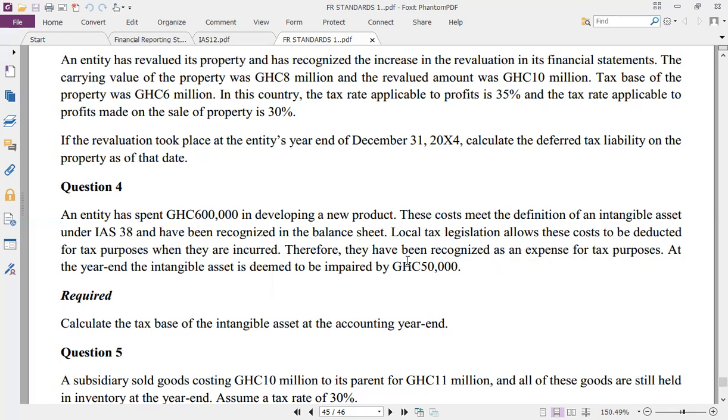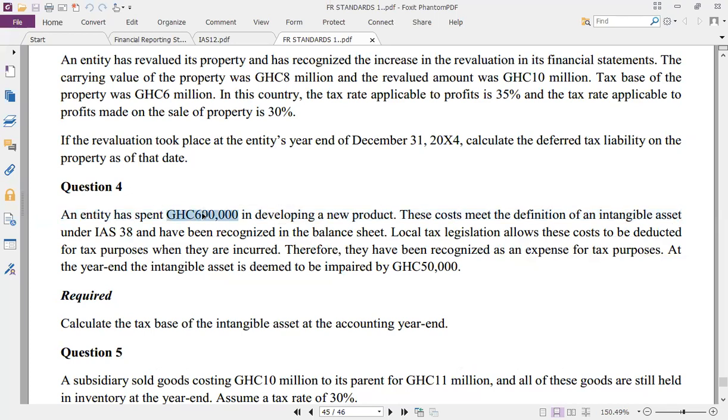At the year end, the intangible asset is deemed to have been impaired by 50,000. Required: calculate the tax base of the intangible asset at the end of the accounting year. What is the tax base? Okay. Now, the value that the tax authority will place on this intangible asset will be 600,000. And that will be the one that they've expensed, which is 600,000, basically.